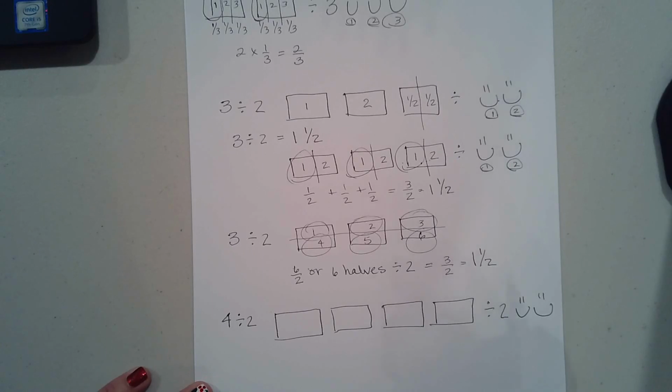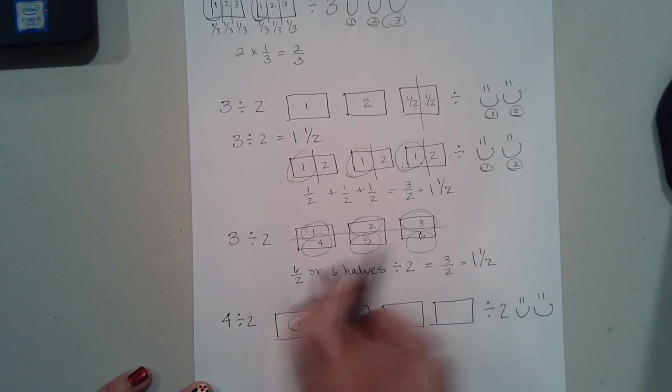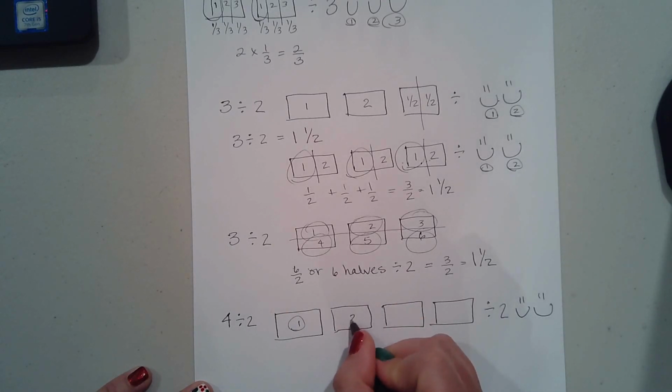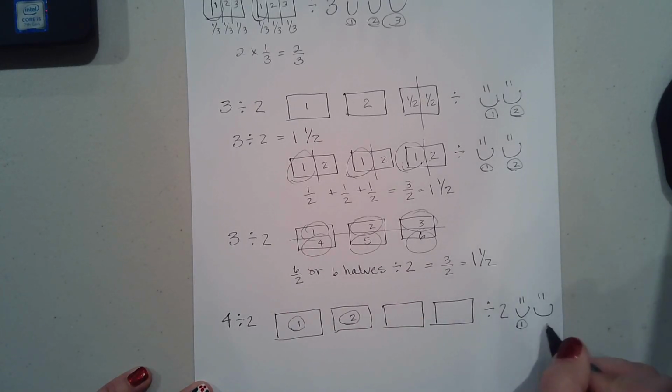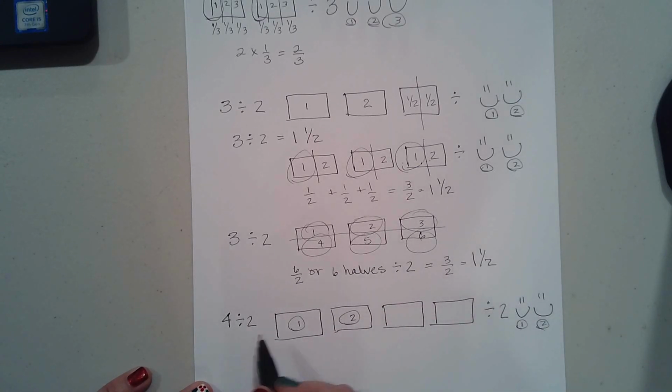Well, one way to attempt this is to simply pass out. Pass them out or distribute them. So here's person 1, here's person 2. So I'm going to pass 1 to person 1, pass 1 to person 2. I can pass 1 to person 1 and 1 to person 2. Right? That's an easy way to do it. 4 divide 2. And how much will each person get? Each person's going to get 2.